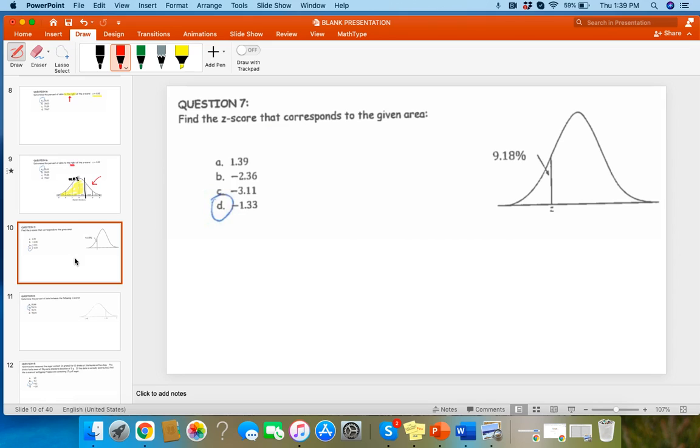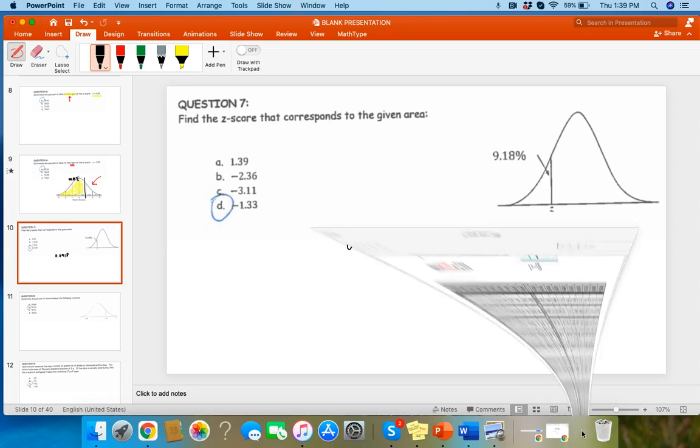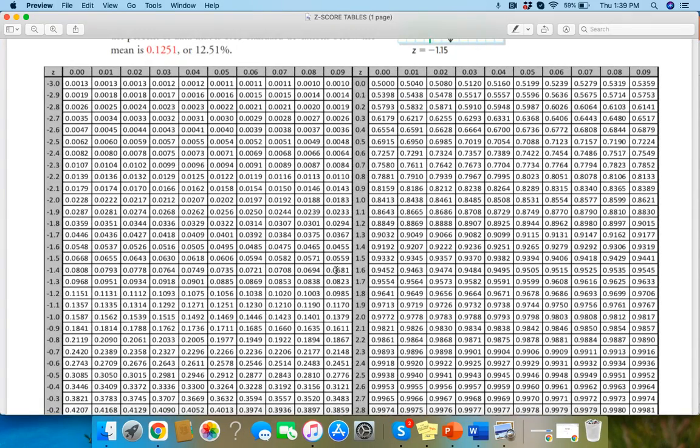This one's pretty straight ahead. It says find a z-score that corresponds to this area. The only thing you've got to watch is that it's given to you as a percent. And so you're going to change it to 0. You're going to move your decimal place 2 places. So 0.0918. And you're simply going to use your z-score tables. And so you're going to go, sorry, I've already forgotten what it was.